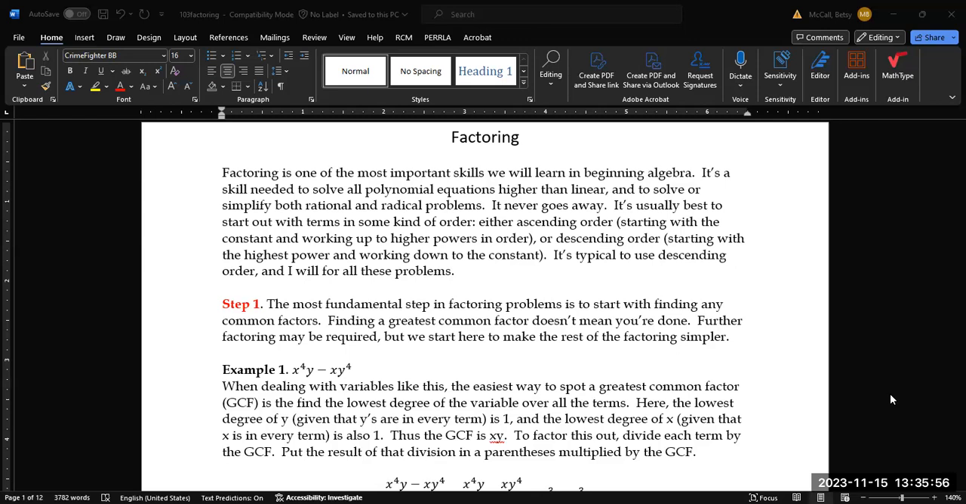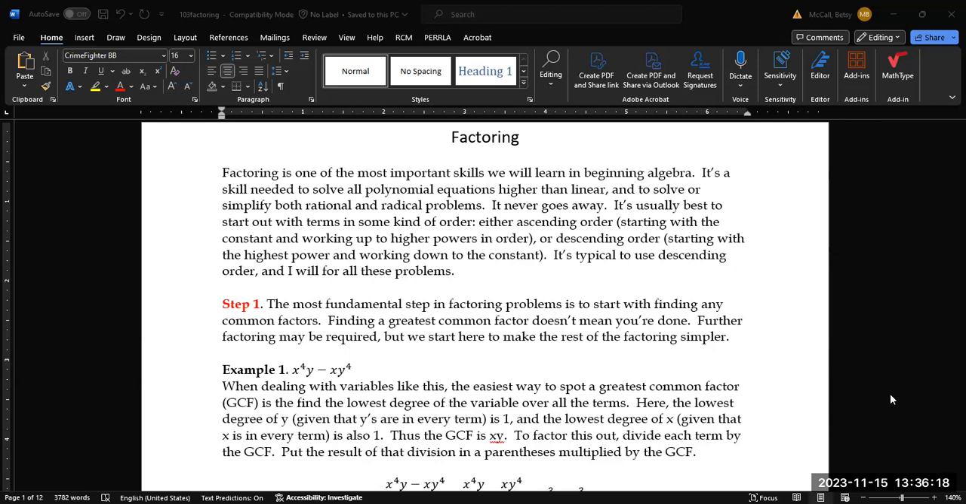Now, in general, you should always put your polynomials in either ascending or descending order so that factoring is easier to do. That way, similar things are grouped as close together as possible. That's very important for any expression that has more than two terms in it.